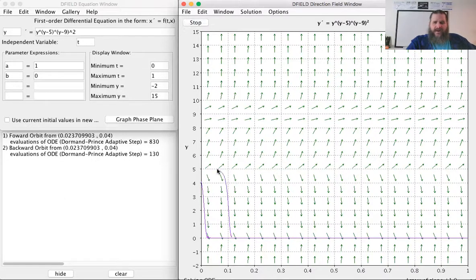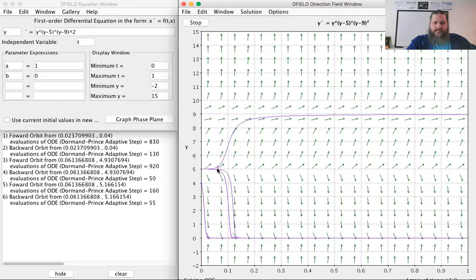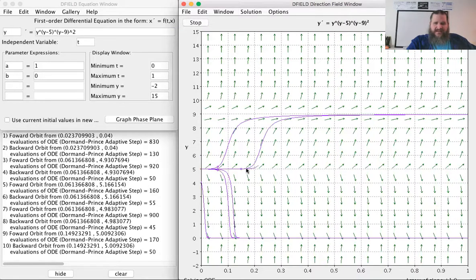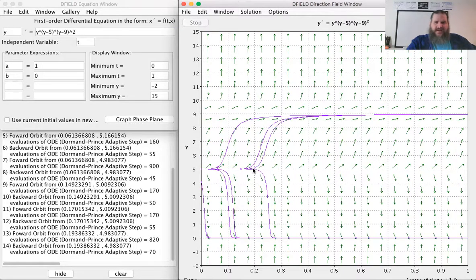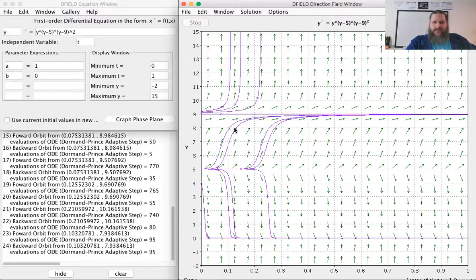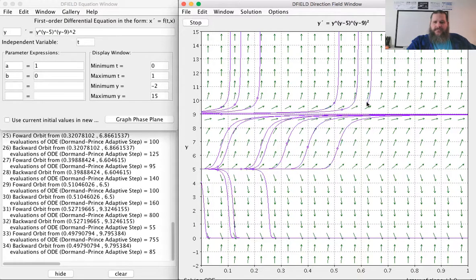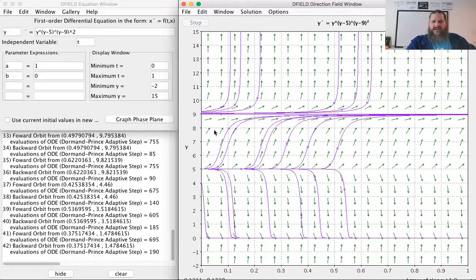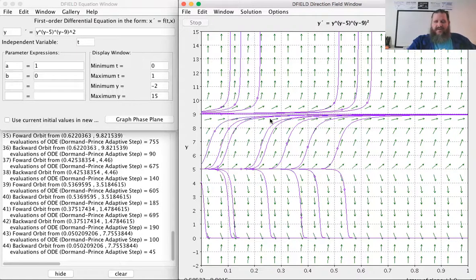If we start off exactly at 5, that'll be a flat line. If we start off exactly at 9, it's a flat line. But if you take a look at what's going on elsewhere, the type of equilibrium starts to emerge. It looks like if you're exactly at 9, you stay there forever. So 9 is equilibrium.